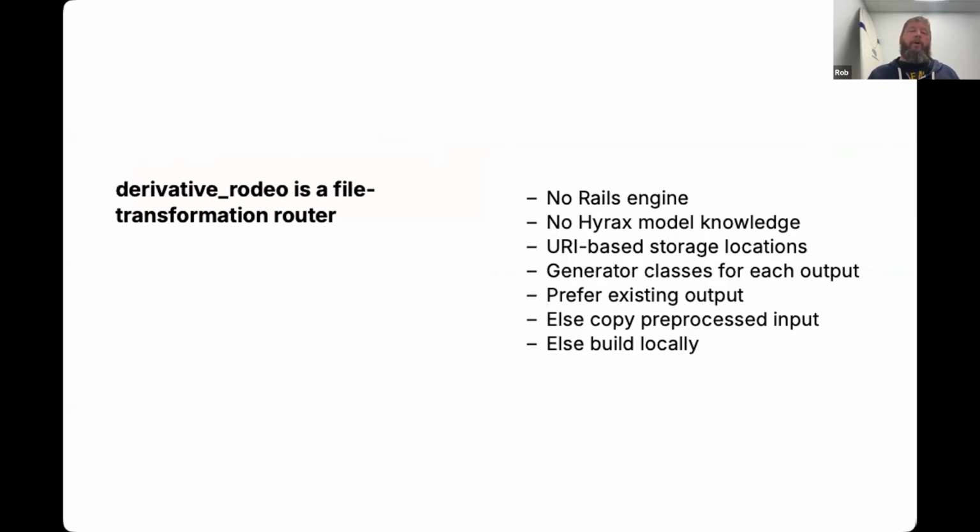And the derivative rodeo is a file transform layer. It's not an engine, it doesn't have any Hyrax knowledge. All it does is take a file storage location and has some generation tools. So it knows how to do things like split a PDF into pieces or make a thumbnail or run Tesseract and do OCR on an image. So that's what that code is all encapsulated in the derivative rodeo.